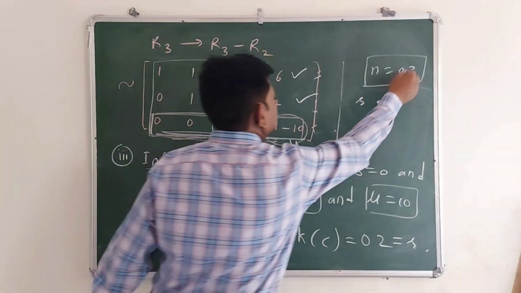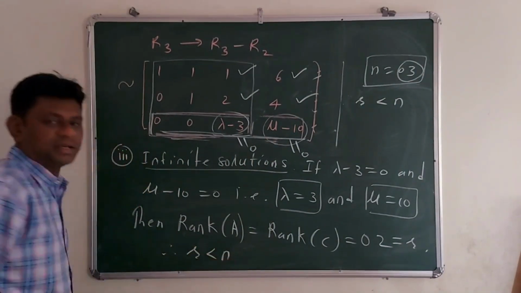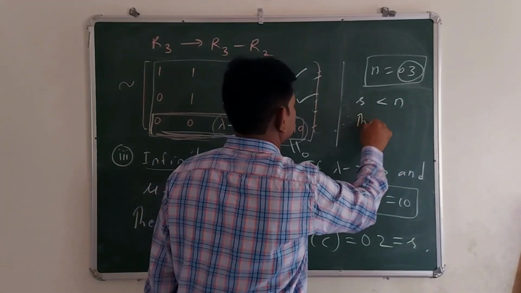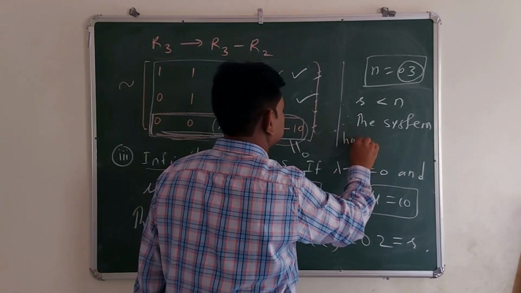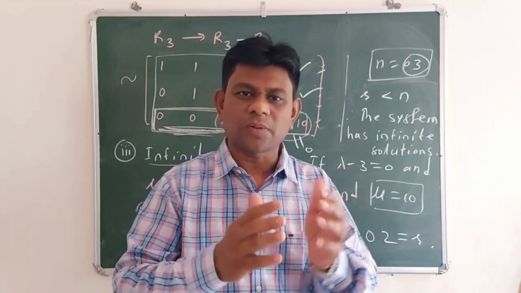Now here n is 3 and therefore r is less than n. Now r is less than n, therefore the system has infinite solution. Hope all of you have understood this problem.